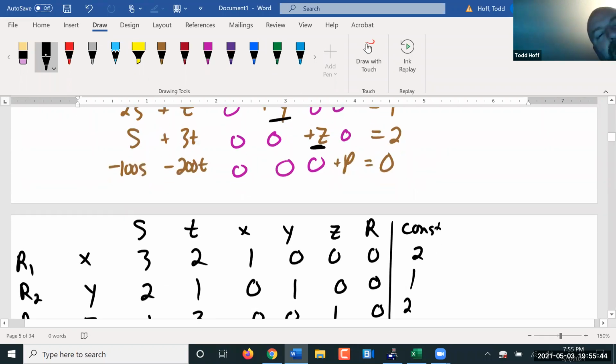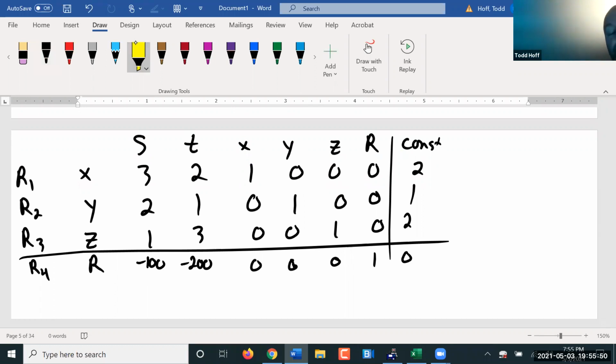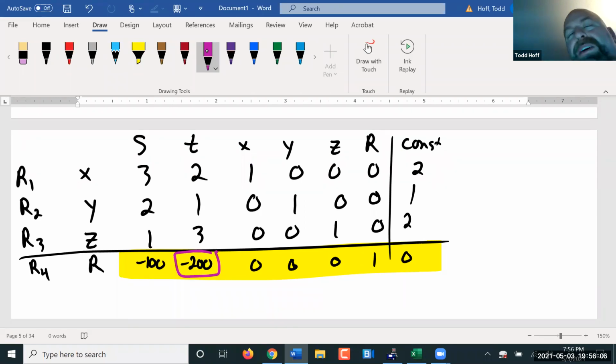So now we need to solve this tableau. We need to reduce the tableau. Remember, to do that, this is a standard maximization problem. So I'm going to look at this bottom row and look at any negative values. I have two negative values, negative 100 and negative 200. So I start with the most negative value, the one of the largest absolute value, which is furthest from 0, which will be the negative 200.